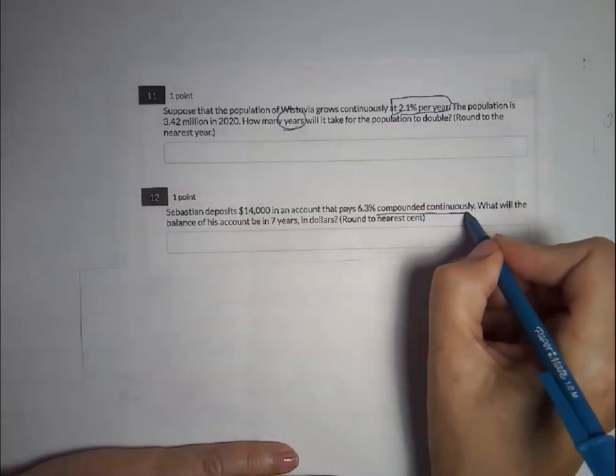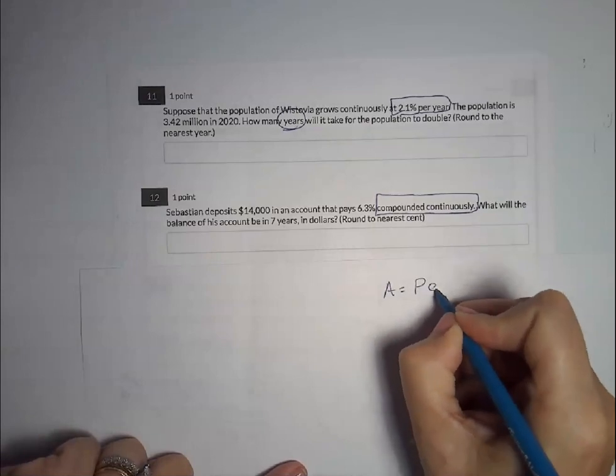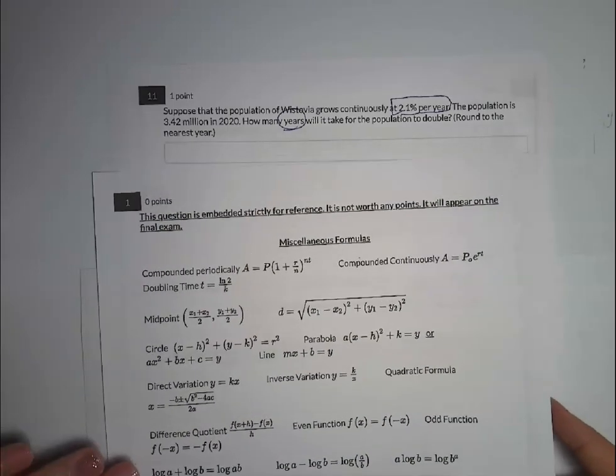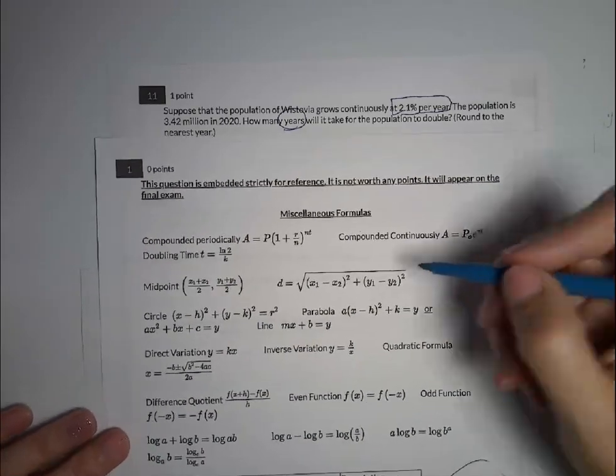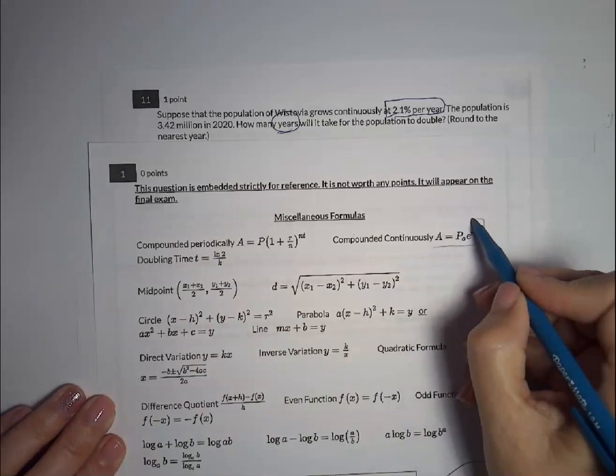Sebastian deposits $14,000 in an account that pays 6.3% compounded continuously. We already in the last section talked about periodic compounding, so the final exam will not be that. Instead, it's going to be about continuous compounding. So you have to memorize the formula, which is A is equal to P e to the rt. So you need to make sure you memorize that. I don't think, let me look, I don't think I included it on the front page. I did. Actually, I did put that on the front page. So here on the front page, on the first question, I gave you compounded periodically and compounded continuously. But we're going to have on the test here, so watch for the words.